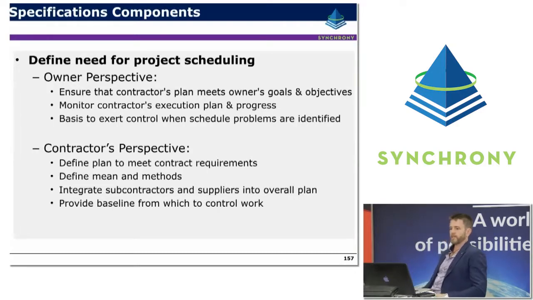So within the specification, or the project control specification, we need to define what's required for project scheduling from an owner's perspective. So ensuring that the owner's plan meets the owner's goals and objectives, monitoring the contractor's execution plan and progress so that it's informing the owner's plan, and the contractor's plan should become a basis to exert control when problems are identified.